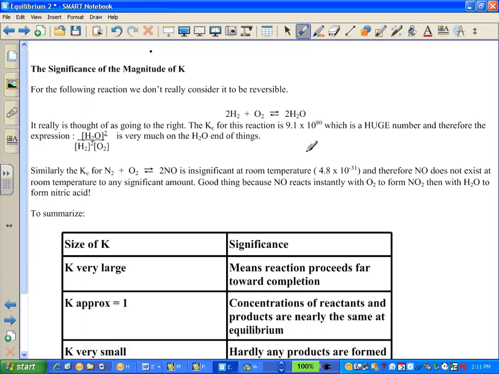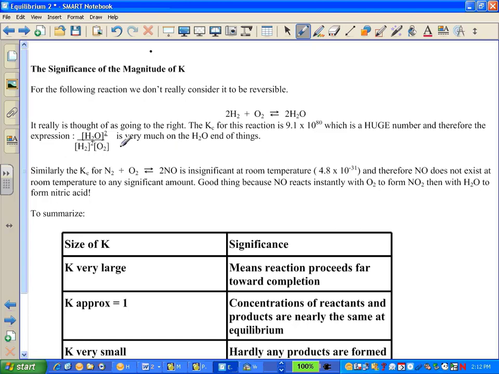Now, this reaction happens with a very large value of K. So if we look at the K expression, it's H2O squared over H2 squared times the concentration of O2. The value of this K is 9.1 times 10 to the 80, okay, which is a very large value of K. Okay, I hope you can appreciate that it's a large number.